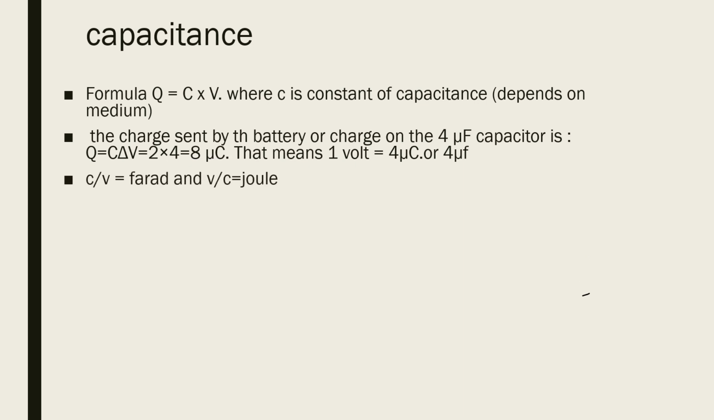Now here C upon V, coulomb per volt, is equal to Farad. But here volt per coulomb is equal to joule. Now that should be clear. Coulomb is for charge, because when we are talking about the capacitor, it should be written as C is equal to Q upon V. Q is coulomb and V here is volt. So coulomb upon volt is equal to Farad. But here the V upon C is equal to joule. The difference should be clear in your mind.